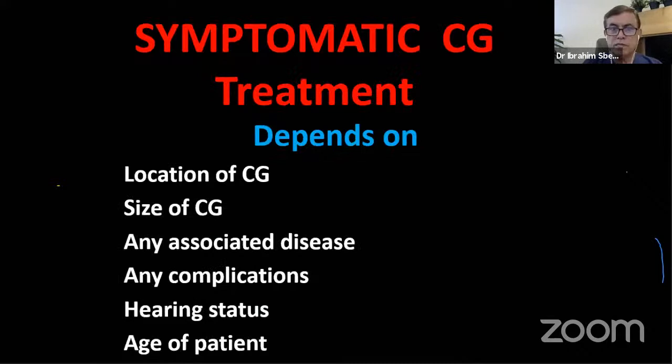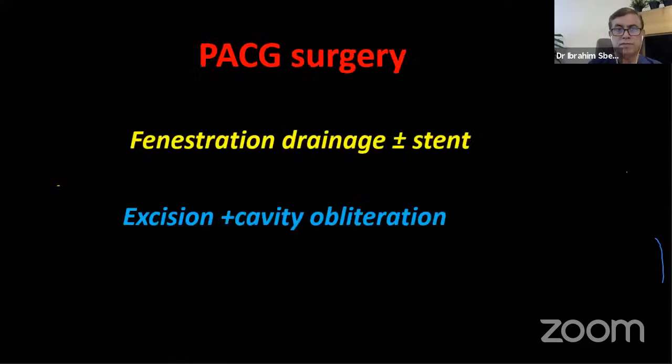Again, the treatment here depends on the location, the size, the health of the patient, comorbid diseases, complications that happen to the patient, loss of hearing, his age, so many factors that you should consider. Basically, regarding the surgery, whether endoscopy or open, some people will just fenestrate to drain the cyst, and they put a stent to keep the drainage. Some people say, no, this is not enough. We have to excise, and we have to obliterate the cavity. Some people do that, some people do that. I believe in excision, and not just fenestration and stent.